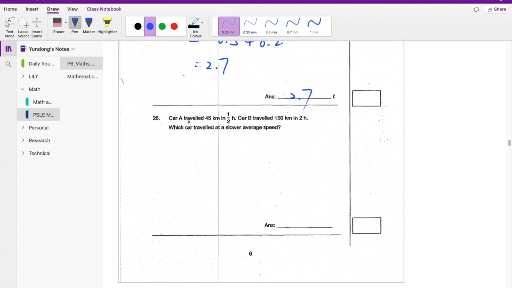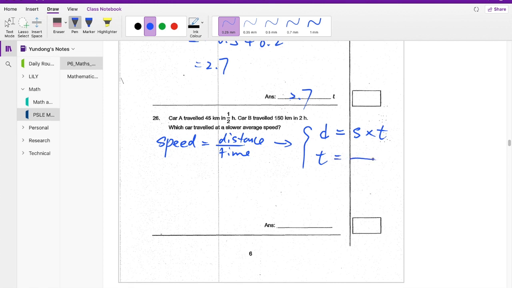26. Car A traveled 25 kilometers in 1/2 hour. Car B traveled 150 kilometers in 2 hours. Which car traveled at a slower average speed? So here is a concept about speed. Speed equals distance divided by time. Distance equals speed times time. Time equals distance divided by speed.